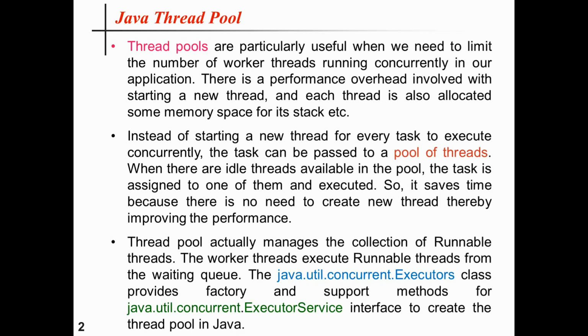There is a performance overhead associated with starting a new thread, and each thread is also allotted some memory space for its stack, etc. Now, instead of starting a new thread for every task to execute concurrently, the task can be passed to a pool of threads. When there are idle threads available in the pool, the task is assigned to one of them and it gets executed. So it saves time because there is no need to create a new thread, thereby improving the performance.